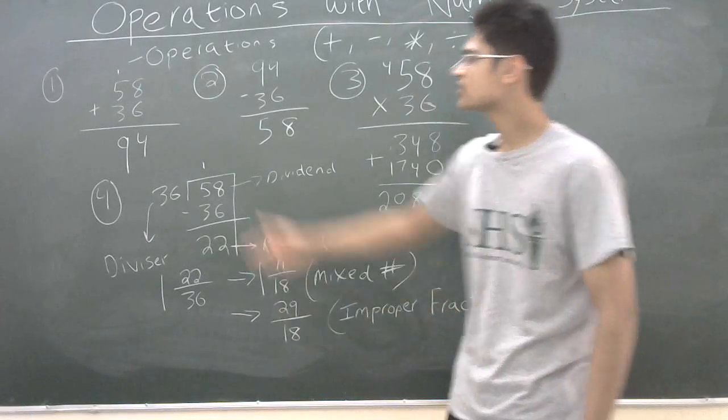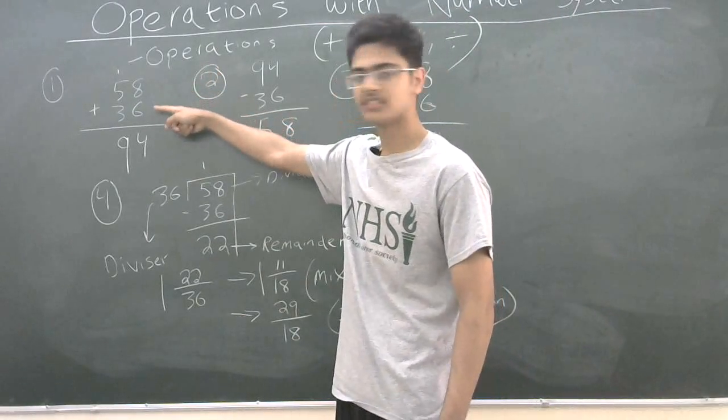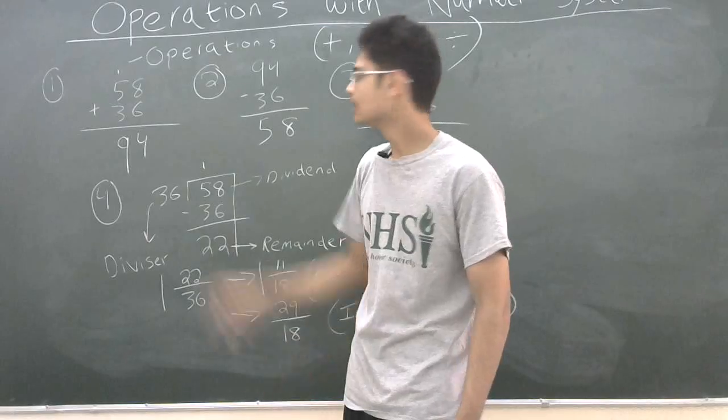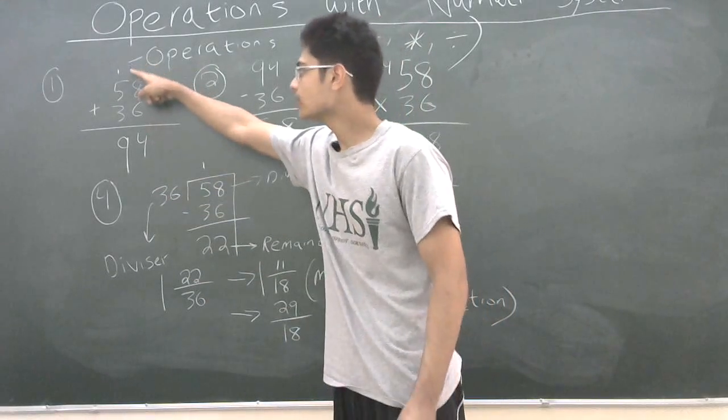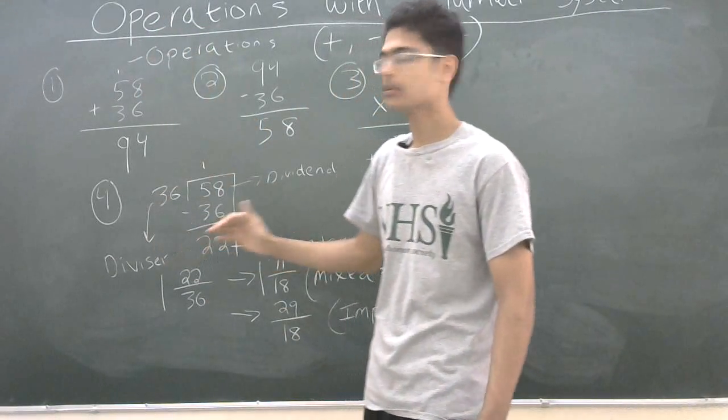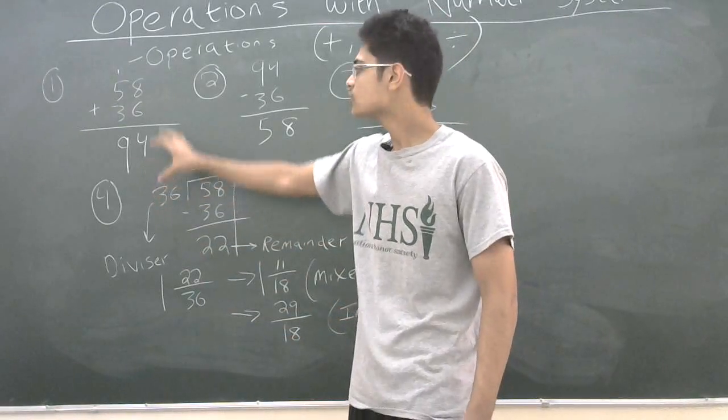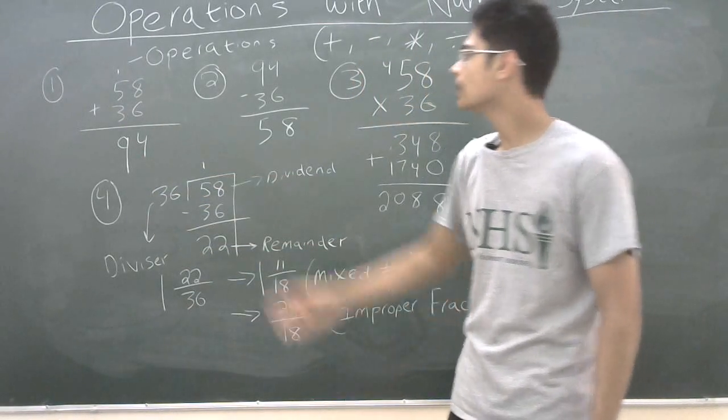So it's important to understand that you would first do 8 plus 6. That gives you 14. You place the 4 here, and you carry over the 1. Then you do 1 plus 5 plus 3, which gives you 9. So the overall answer is 94.